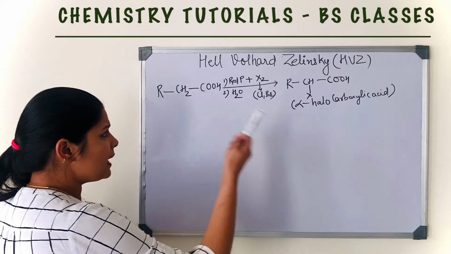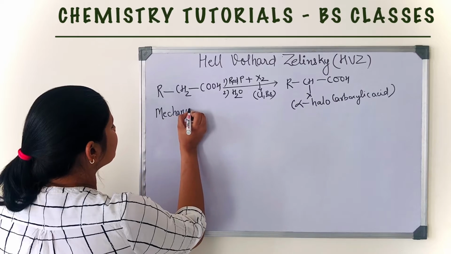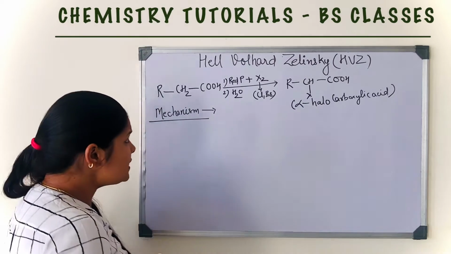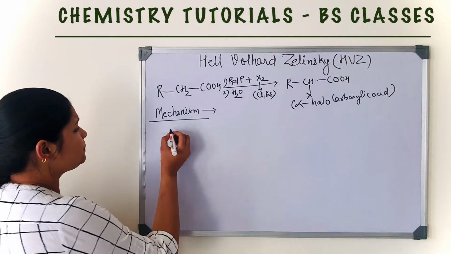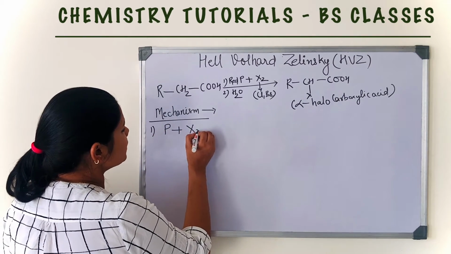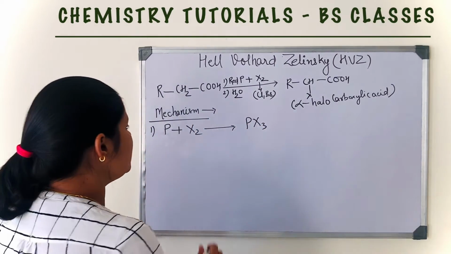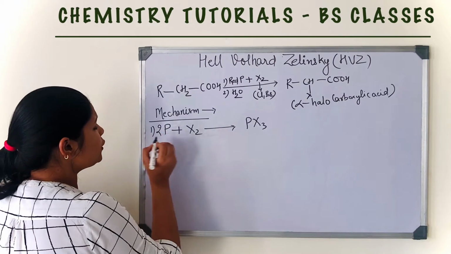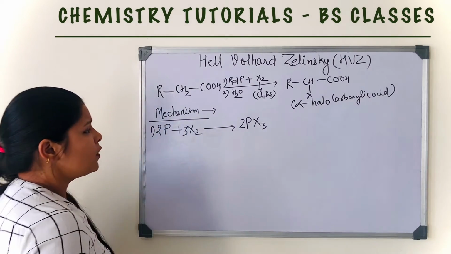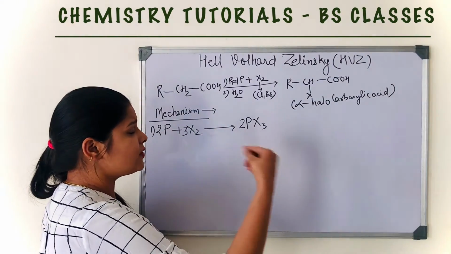Now come to the mechanism of HVZ. It occurs in 3 steps. First step is the formation of phosphorus trihalide, when phosphorus reacts with halogen. If we balance this reaction, then we will take 2 molecules of phosphorus and 3 molecules of X2, and here 2 PX3, phosphorus trihalide. First step is the formation of phosphorus trihalide.